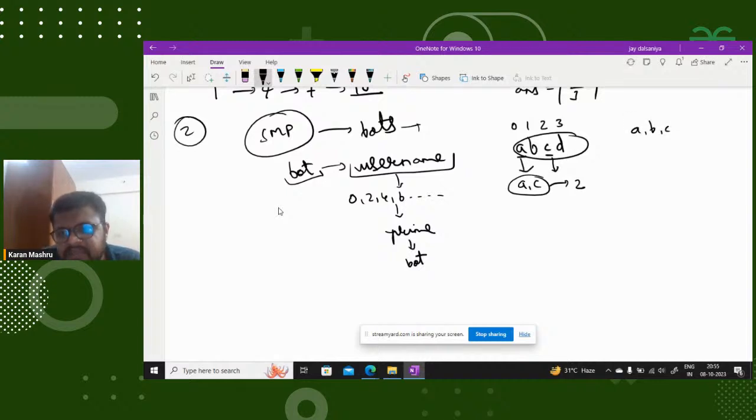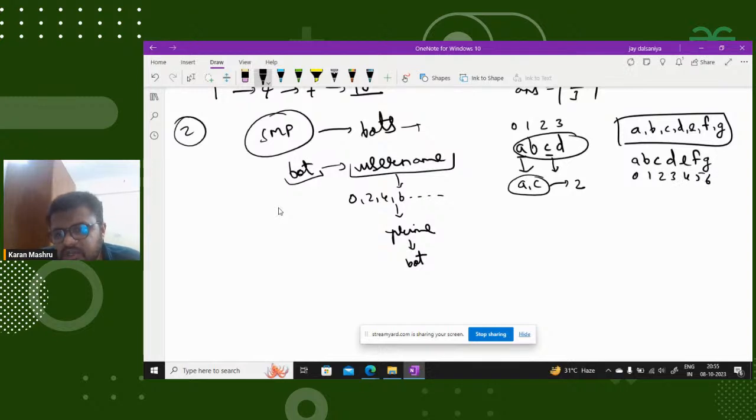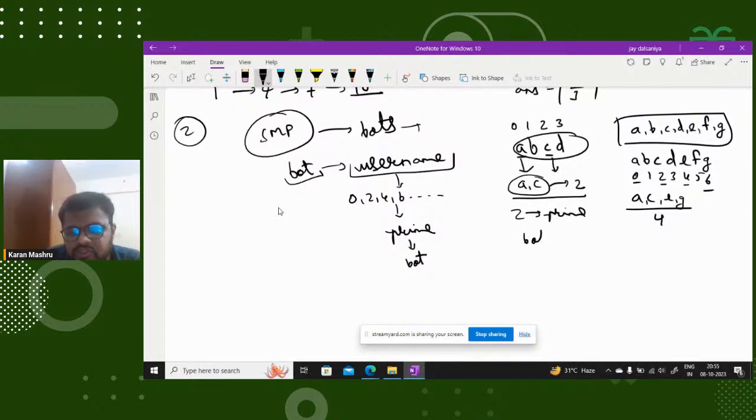Suppose the username is A, B, C, D, E, F, G. This is index 0, 1, 2, 3, 4, 5, and 6. So these are the even indexes, and the characters are A, C, E, G. So there are four distinct characters. In ABCD there are two distinct characters at even positions, and 2 is a prime number, so this username ABCD is a bot account. Here the total distinct characters at even positions is 4, which is not a prime number, so this username is not a bot account.